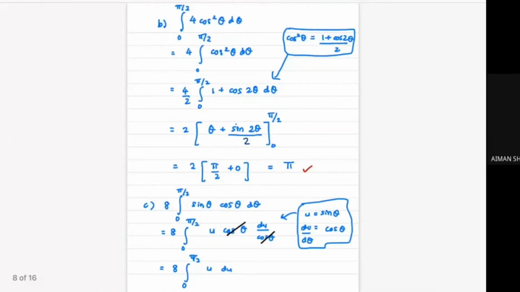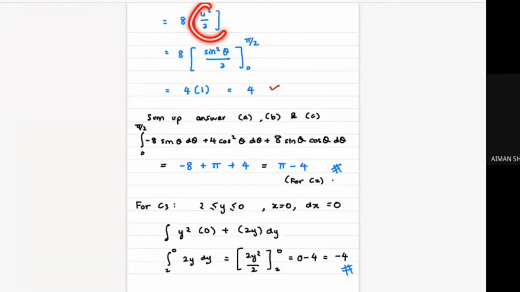Okay, C, you can do the integration by substitution. So u is equal to sine theta, du d theta is equal to cos theta. Substitute all this, then you get 8 u du. Integrate u, get u squared over 2. Substitute back the value of u: sine squared theta over 2. Substitute lower and upper limit, 4 times 1. So part C you get 4.